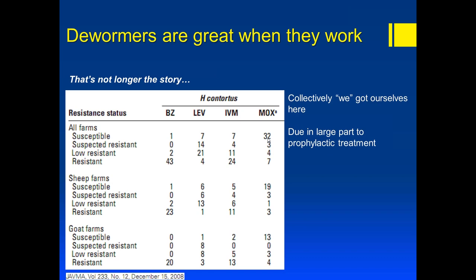I am just as guilty as anybody else listening to this for overusing and prophylactically using dewormers. I ran a sheep farm in Maine for a short period of time, and I can tell you by the time I was done there, benzimidazole no longer worked, and ivermectin was on its way out. It's a management strategy that we thought at the time would actually be good to improve growth, and we ended up shooting ourselves in the foot by doing it a little bit too much. So dewormers are great when they work, but they have really let us down.